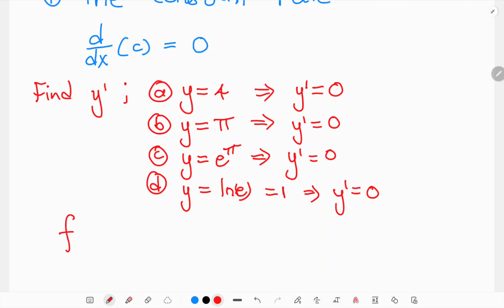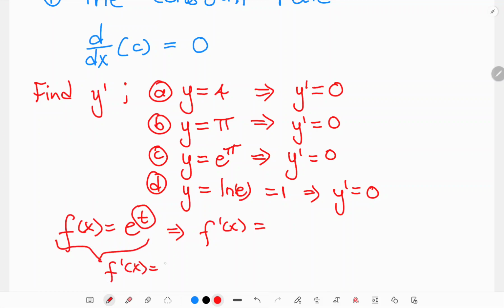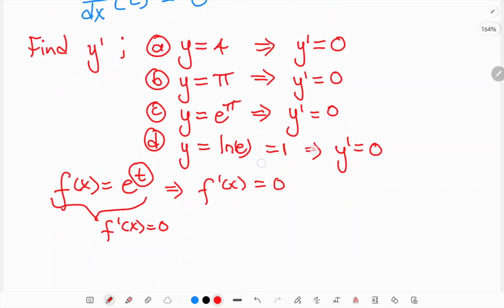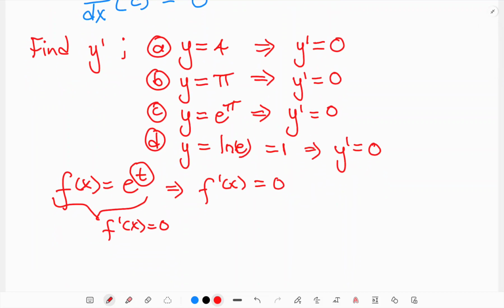What if you're given f of x equals e to the t? Since t could be a variable, but in this case we're finding the derivative f prime of x, since we're deriving in terms of x, t becomes a constant. So the derivative of this whole function in terms of x is equal to 0. That's something you need to note: because we're not deriving in terms of t, the derivative of this function becomes 0.